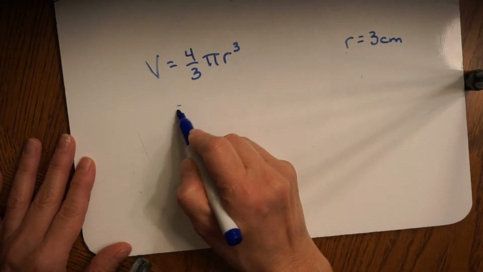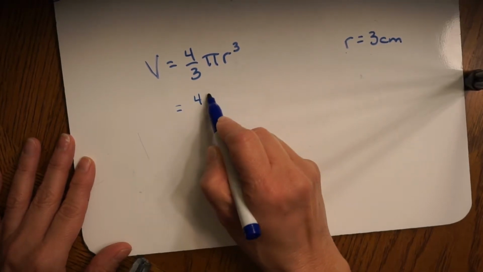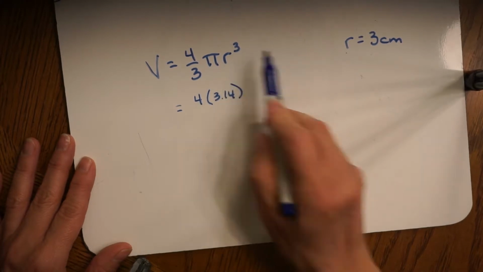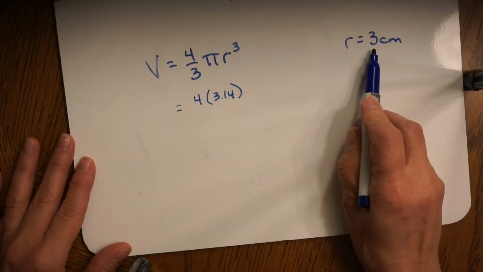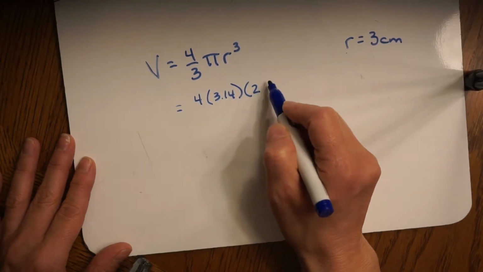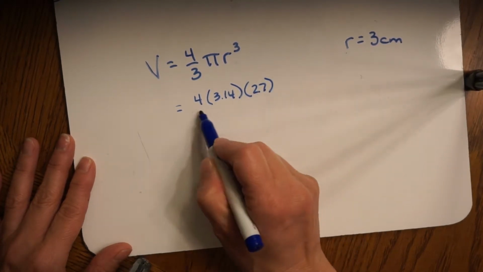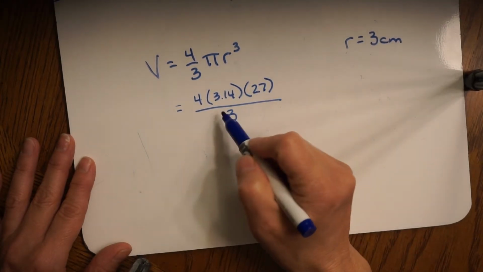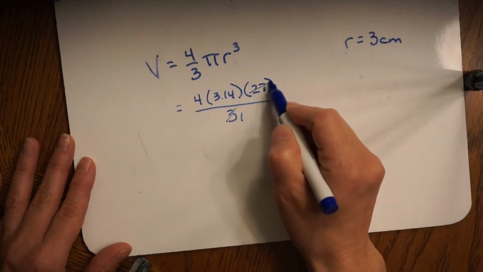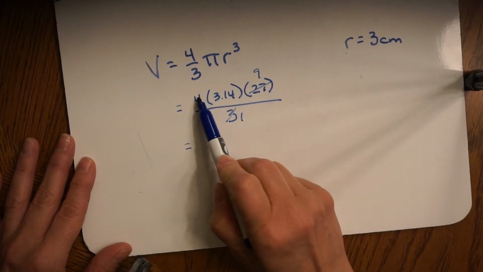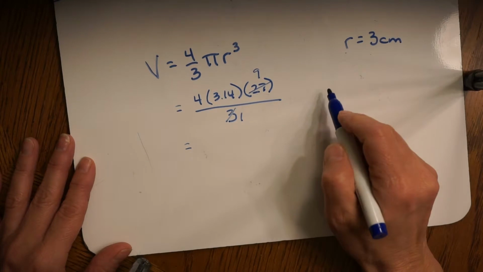All right, and then we just plug some numbers in here. We have 4 times pi, 3.14, times r cubed. Well, our r is 3, so 3 cubed is going to be 3 times 3 times 3, which is 27. This is all divided by 3. I would reduce before I multiply just because that makes it so much easier. And so essentially what I'm going to be multiplying is 36 times 3.14.